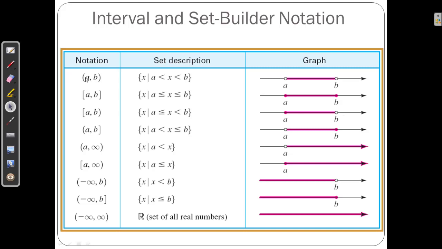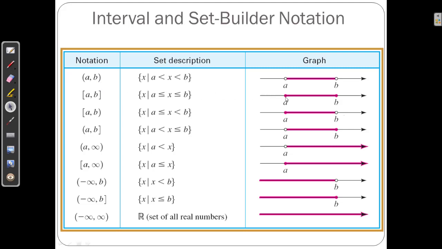In interval notation, you just write the left endpoint, the right endpoint, and then depending upon how your ends work, whether they're solid or open dots, you will put parentheses or square brackets. So if you'll notice here, this is the interval of everything from A to B, but not including A itself and B itself. So for interval notation, you use parentheses if you're not including the endpoints.